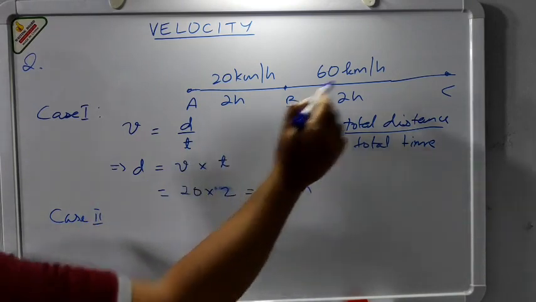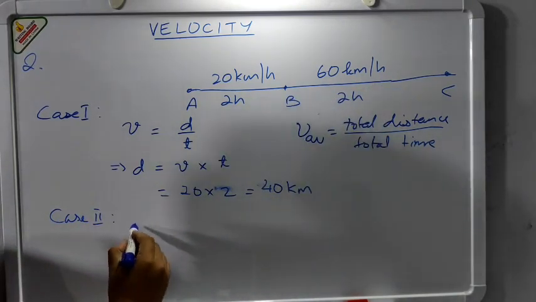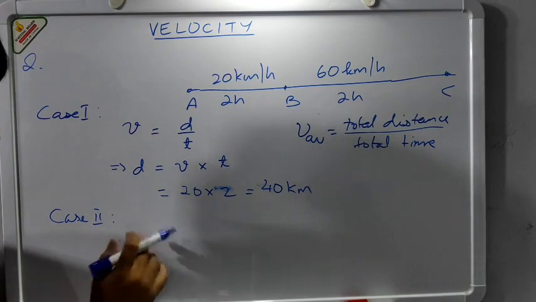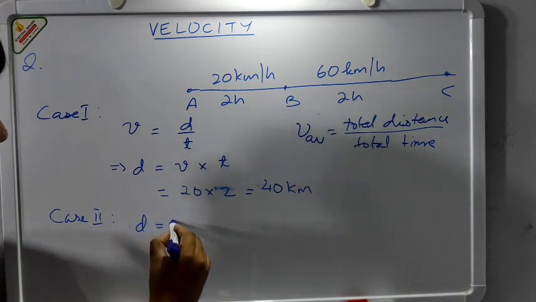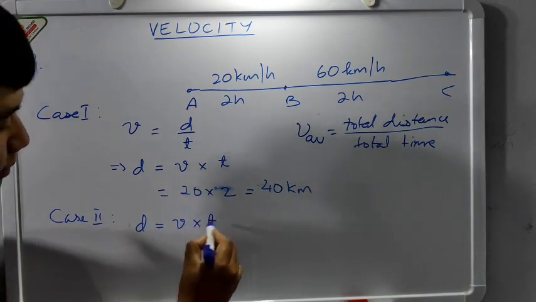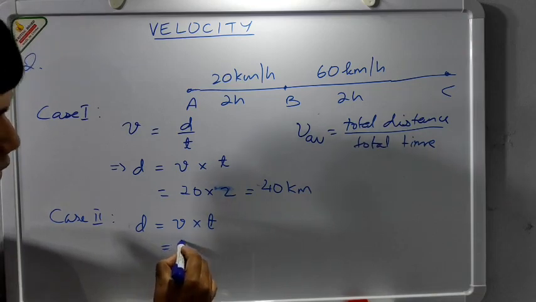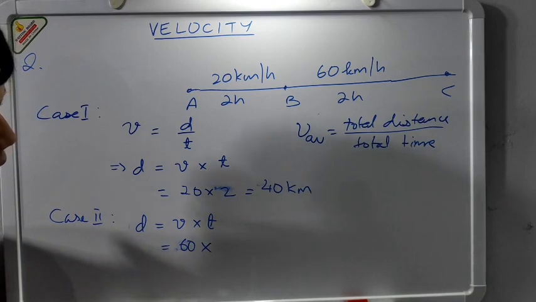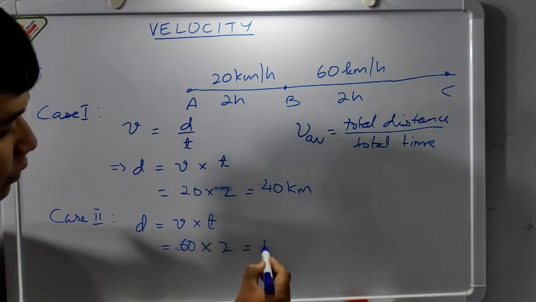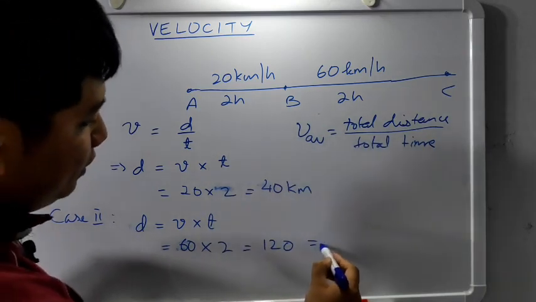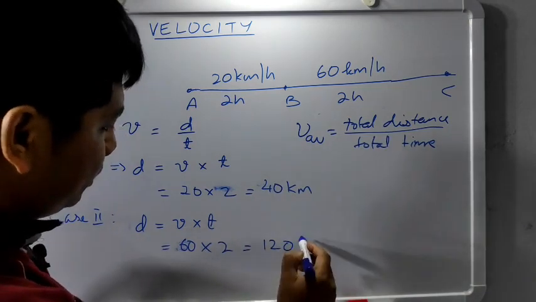Case 2. It is between B and C. We are going to calculate D again. D equals velocity or speed into time. Speed is 60, 60 into time taken, which is 2 hours. We have 120 kilometer.